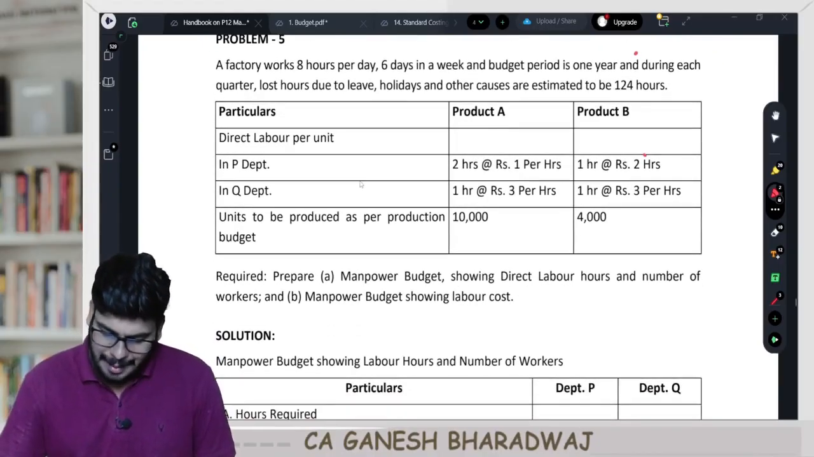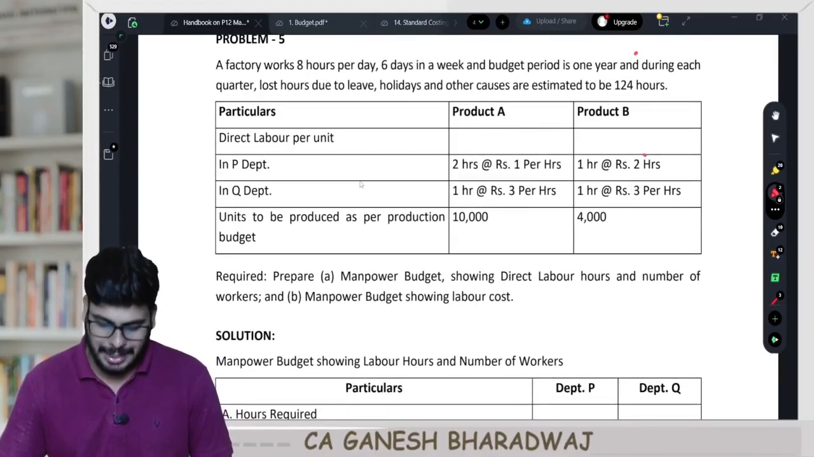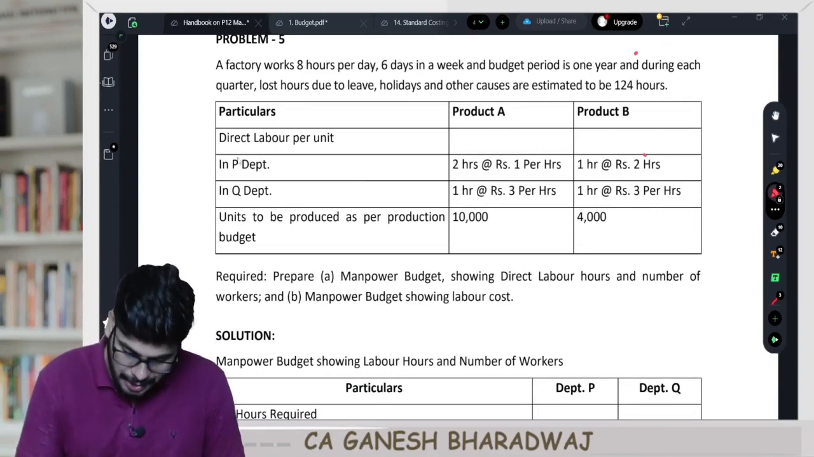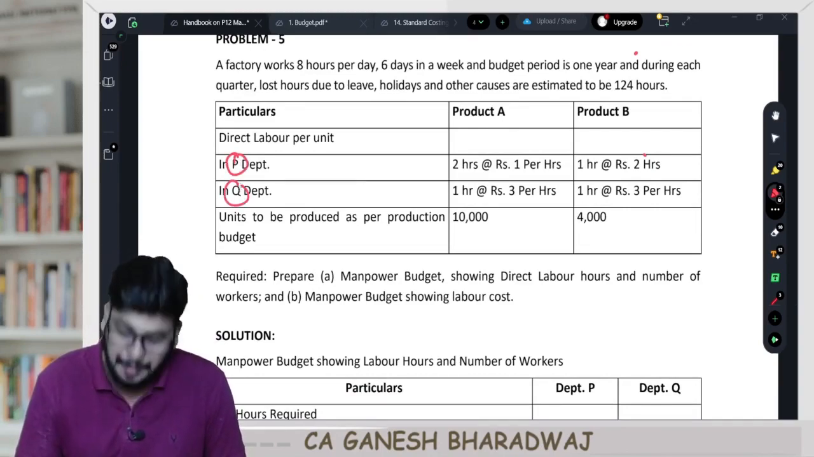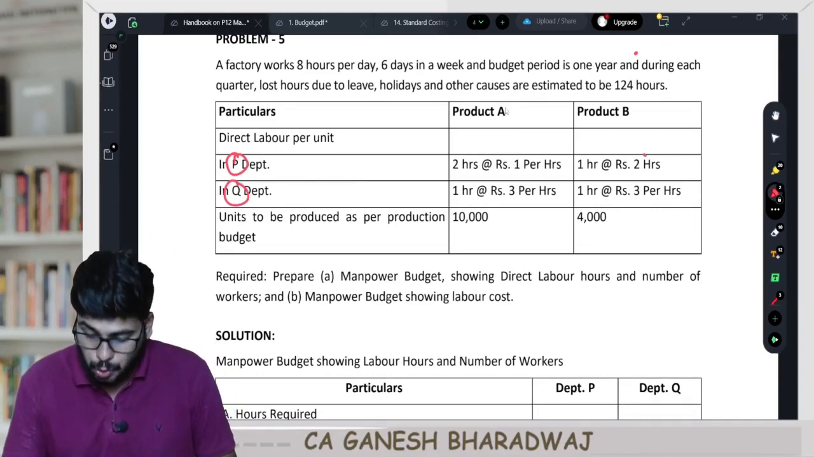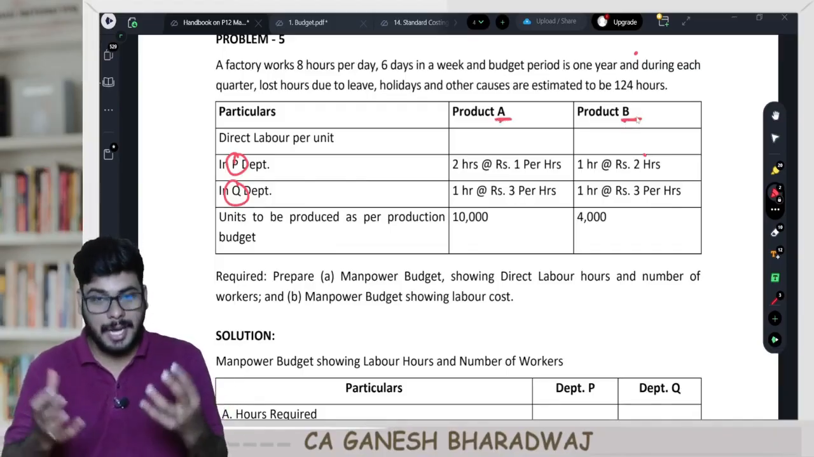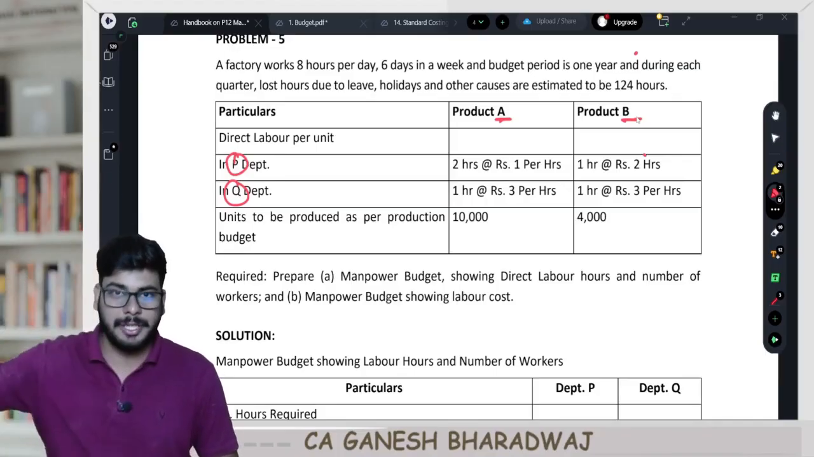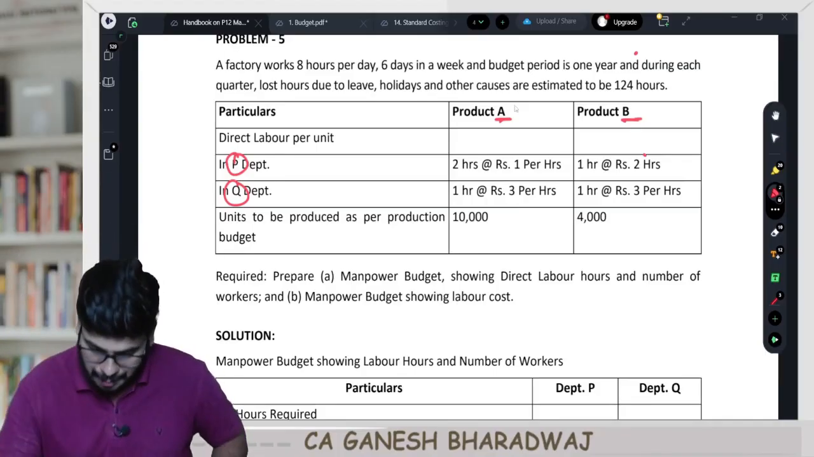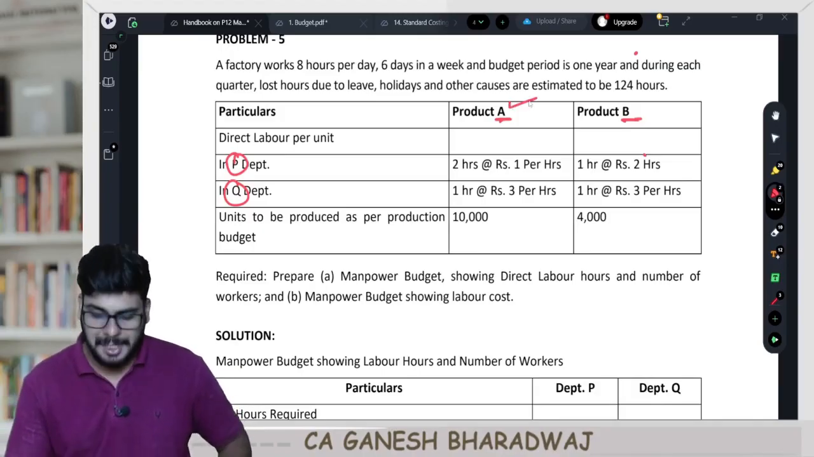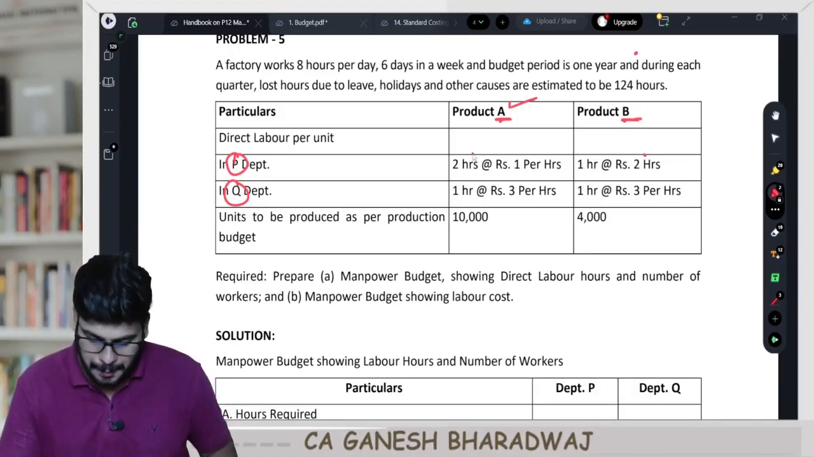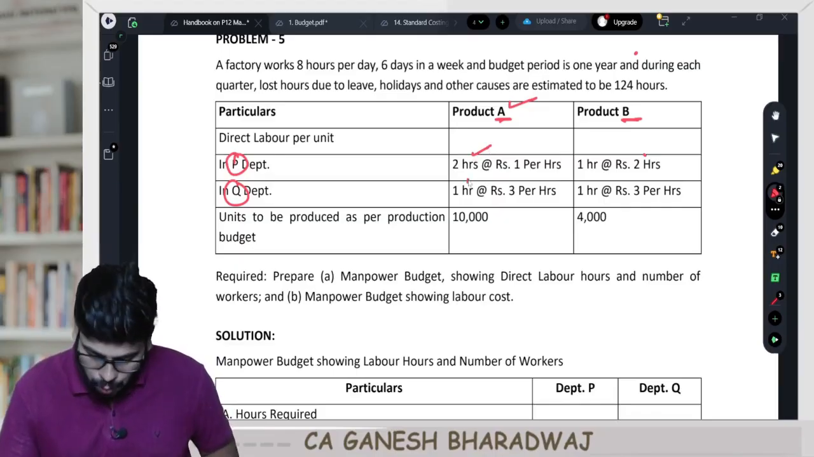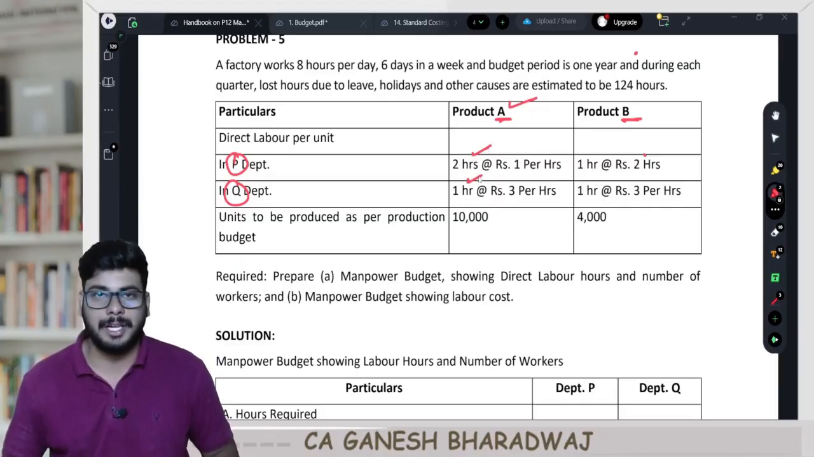Now, the direct labor per unit, they have given it as follows, right? So, the company has two departments, Department P, Department Q, and the company deals in two products, product A, product B, right? Be very careful. The company has two different departments and they have two products. Both the products will pass through both the departments. For example, every unit of product A spends 2 hours in department P and 1 hour in department Q. Are you clear with this?